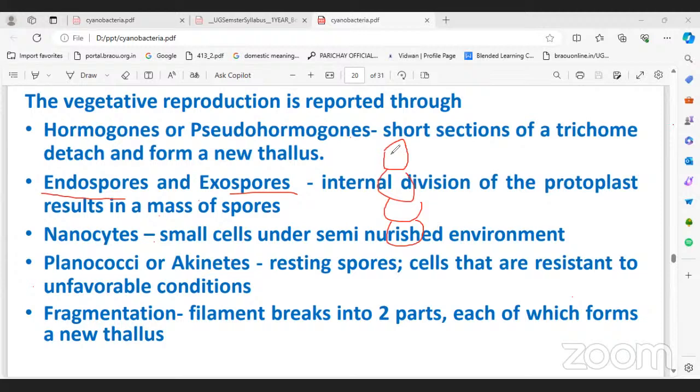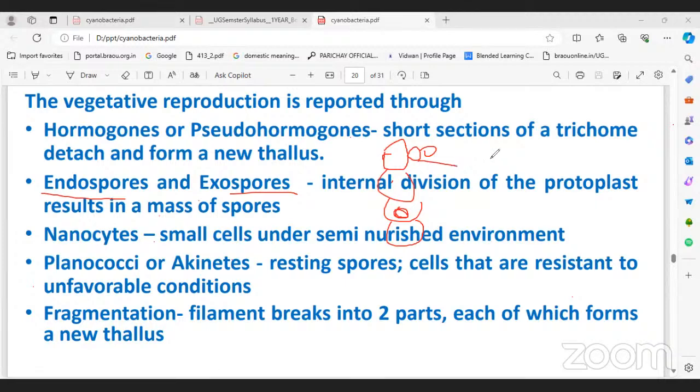Later the entire cell protoplasm rounds up and develops into a spore. This is called endospore because it is formed inside. If the same spore is formed outside the thallus, outside the cell, this is called exospore. And nanocytes and echinate formation are also formed like this. We will discuss later.